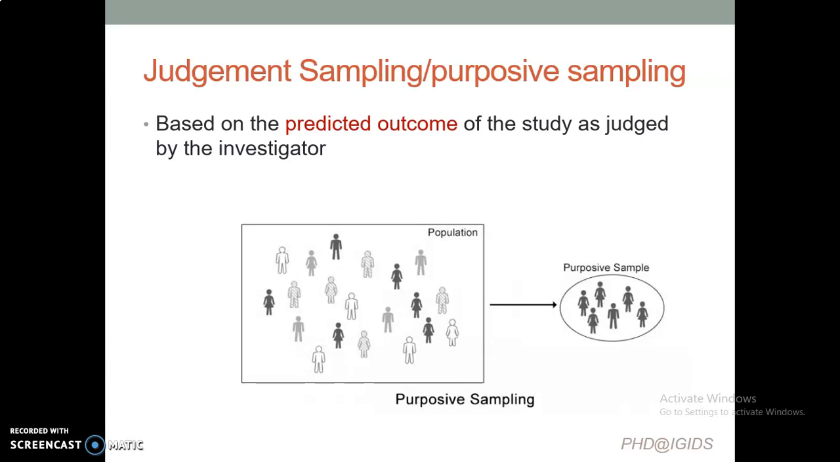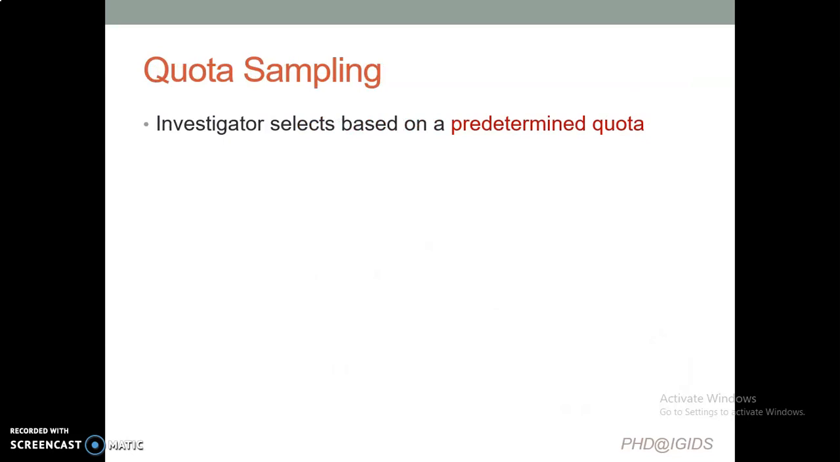That is, if I feel that if I take these number of samples, I can probably get this kind of a result. So if it is based on a predicted outcome of the study as judged by the investigator, it is called purposive sampling or judgment sampling. The third type of sampling is called quota sampling, where the investigator selects based on a predetermined quota. For example, if you have a quota of 15 samples to be completed, the first 15 people I see, I include them irrespective of whether there is a probability or not. So this kind of sampling is known as quota sampling, where quota is the criterion for sampling.